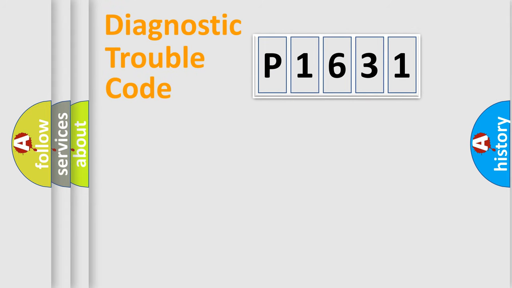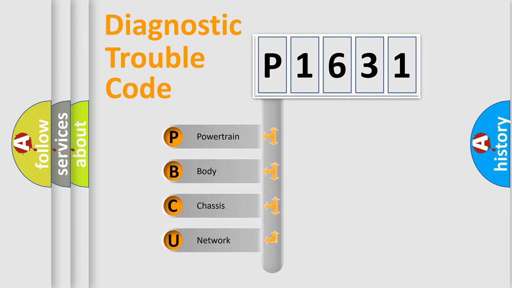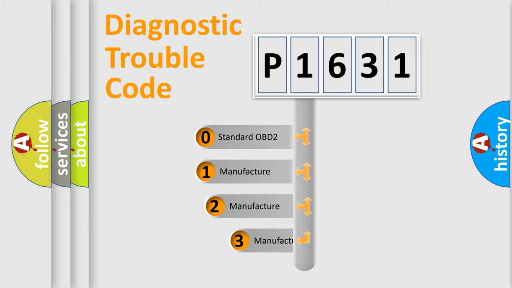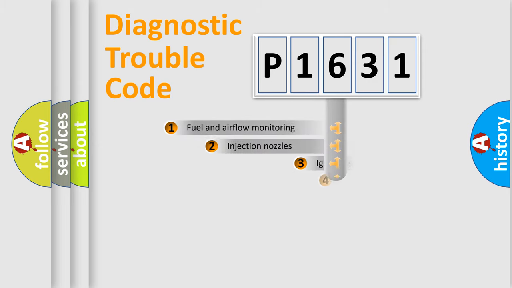Let's do this. First, let's look at the history of diagnostic fault code composition according to the OBD2 protocol, which is unified for all automakers since 2000. We divide the electric system of an automobile into four basic units: powertrain, body, chassis, network. This distribution is defined in the first character of the code. If the second character is zero, it is a standardized error. In the case of numbers 1, 2, 3, it is a more specific, car-manufacturer-specific error.